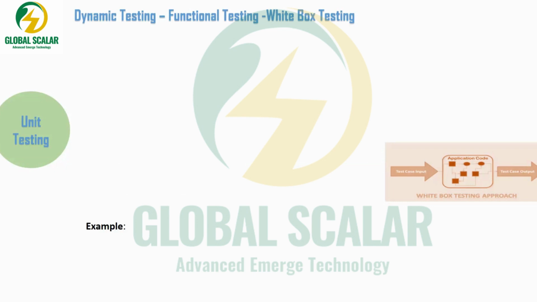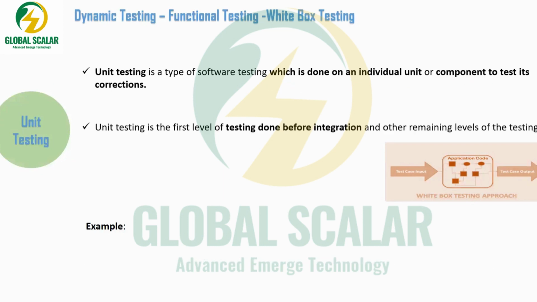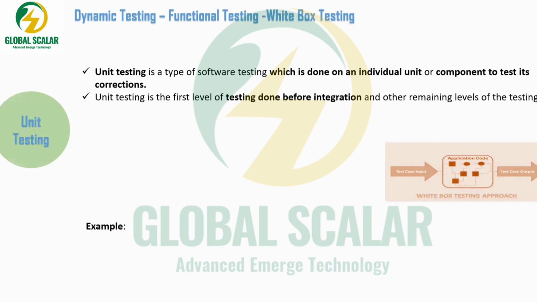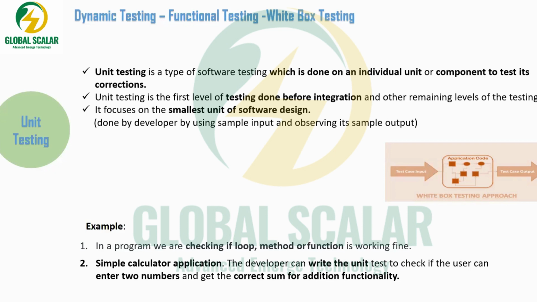Okay, so now we'll understand unit testing. Unit testing is a type of software testing done at the level of an individual unit or component. It is also a part of white box testing. As we know about white box testing, unit testing is done on the individual modules, where we focus on small units, giving the input and observing the output. This will be done by the developers. Examples are checking functions, loops, or calculator functions. That is defined as unit testing.